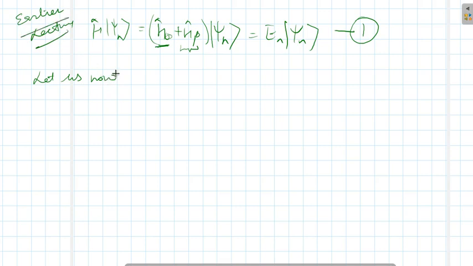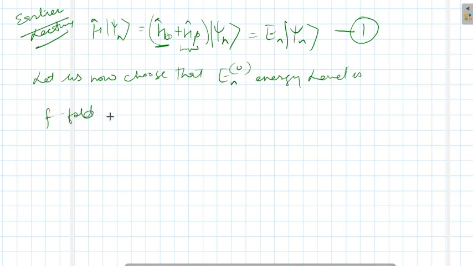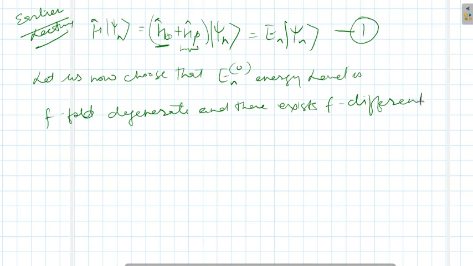Now to incorporate degeneracy, let us choose that the E n naught energy level is f-fold degenerate, and it means there exist f different eigenstates, and these eigenstates are represented by the ket vector phi n alpha, where alpha varies from 1, 2, and so on up to f.